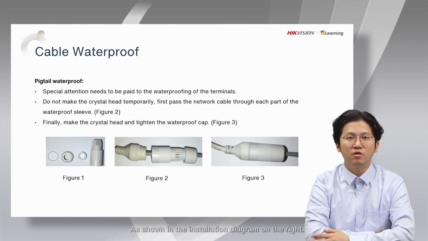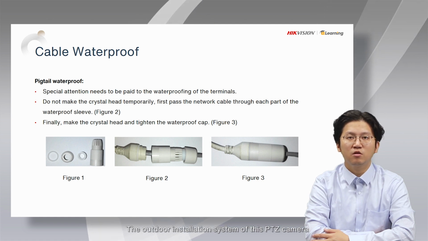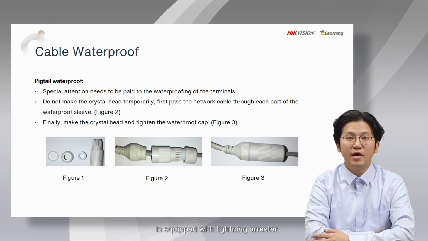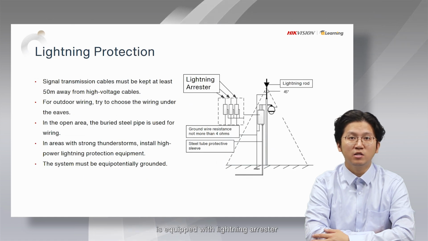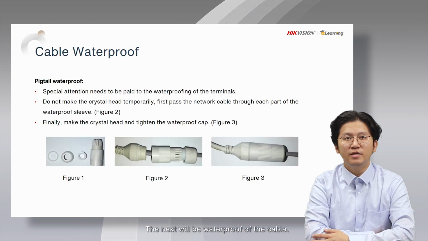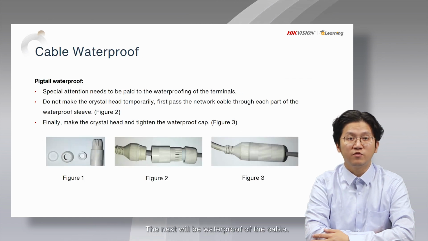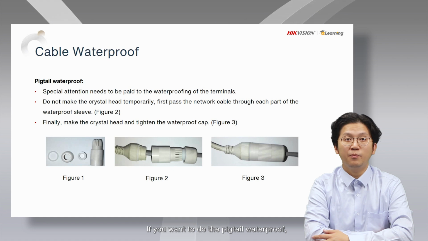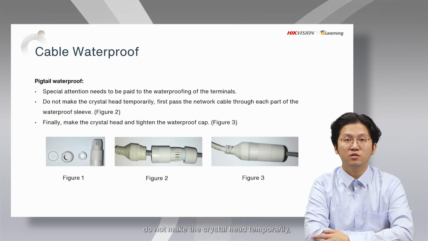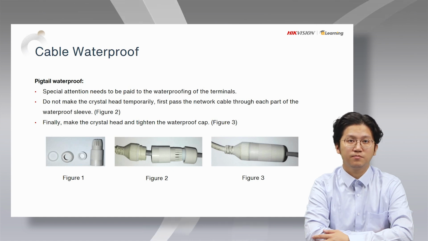As shown in the installation diagram on the right, you can see, okay? So the outdoor installation system of this PTZ is equipped with a lightning arrestor and lightning rod. The next will be the waterproofing of the cable. If you want to do the pigtail waterproof, do not make the crystal head in advance.